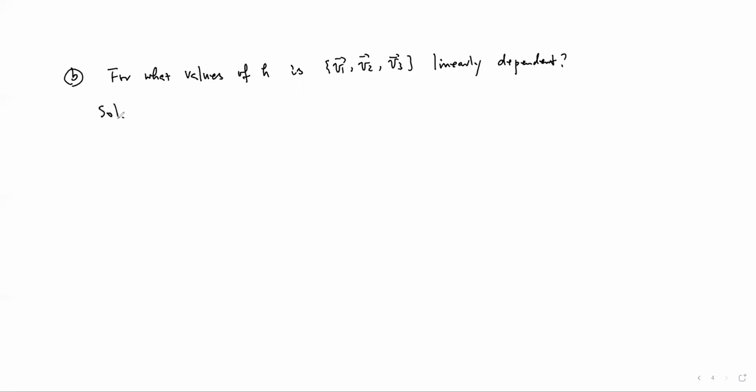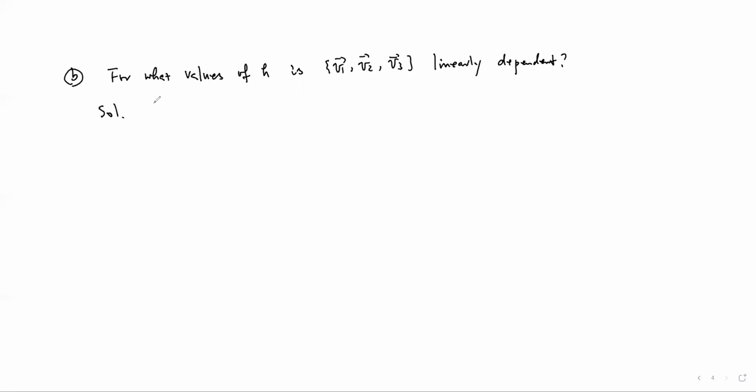B. For what values of h is the set of these three vectors linearly dependent? All right. To answer this question, we need to go back to the definition. Okay, linearly dependent set. What does that mean? Go back to the definition.